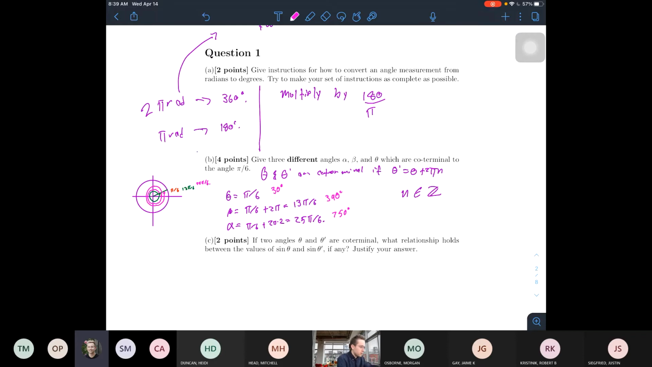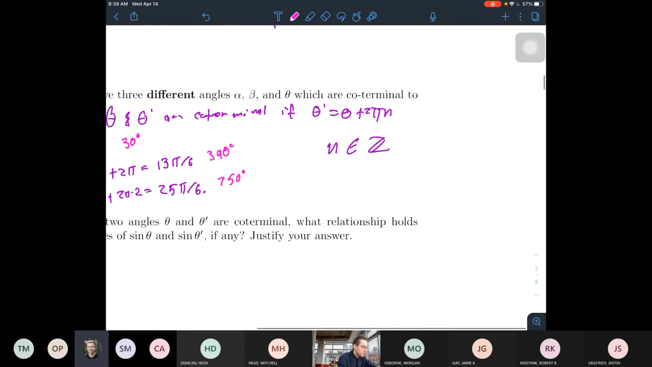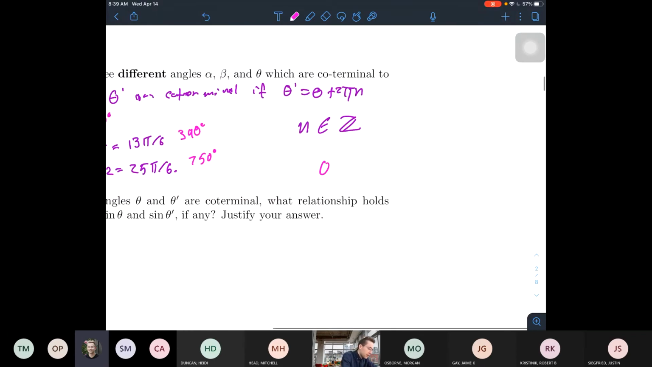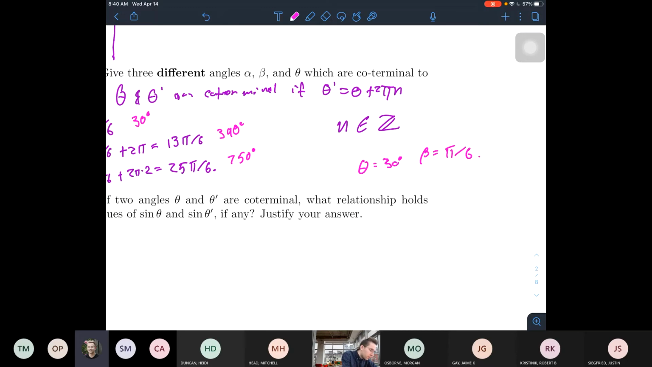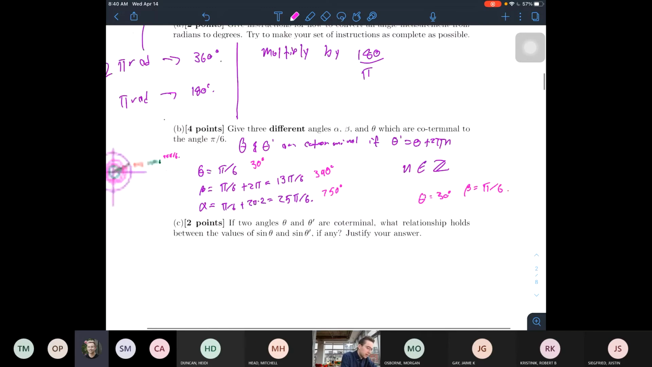Now, what would not be good is if you said something like theta is equal to 30 degrees and beta is equal to pi over 6, then you'd be in trouble because you haven't answered the question correctly, because theta and beta are the same angle. And we were asked for different angles. So that would be one pitfall that you could fall into. So we want to make sure we're giving different angles.